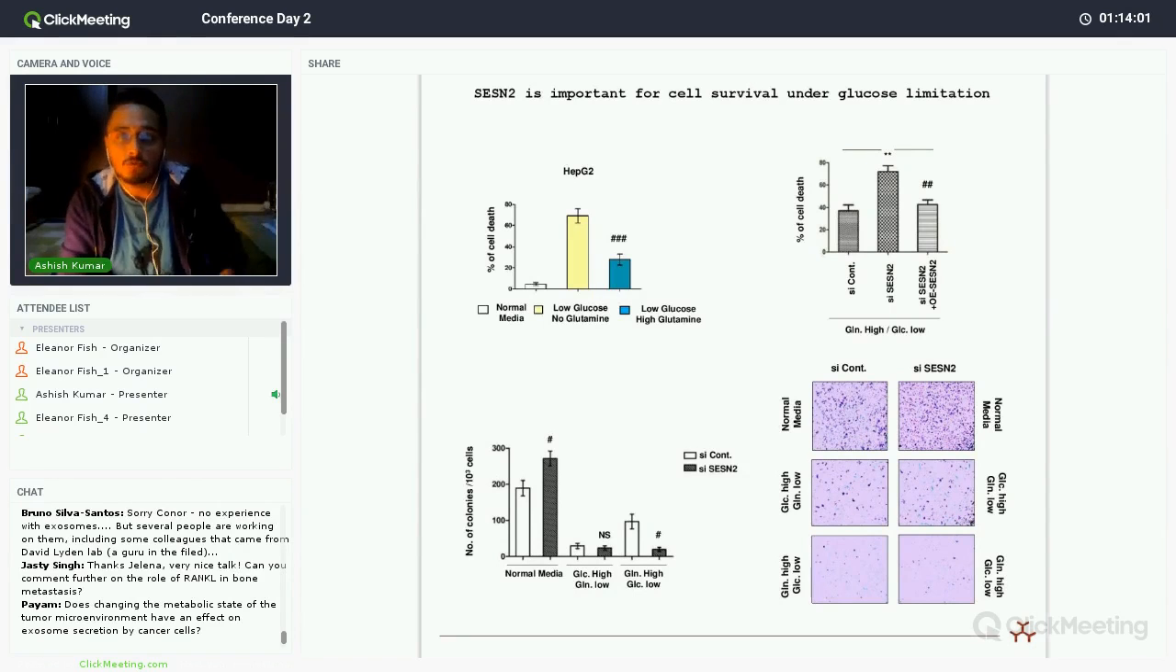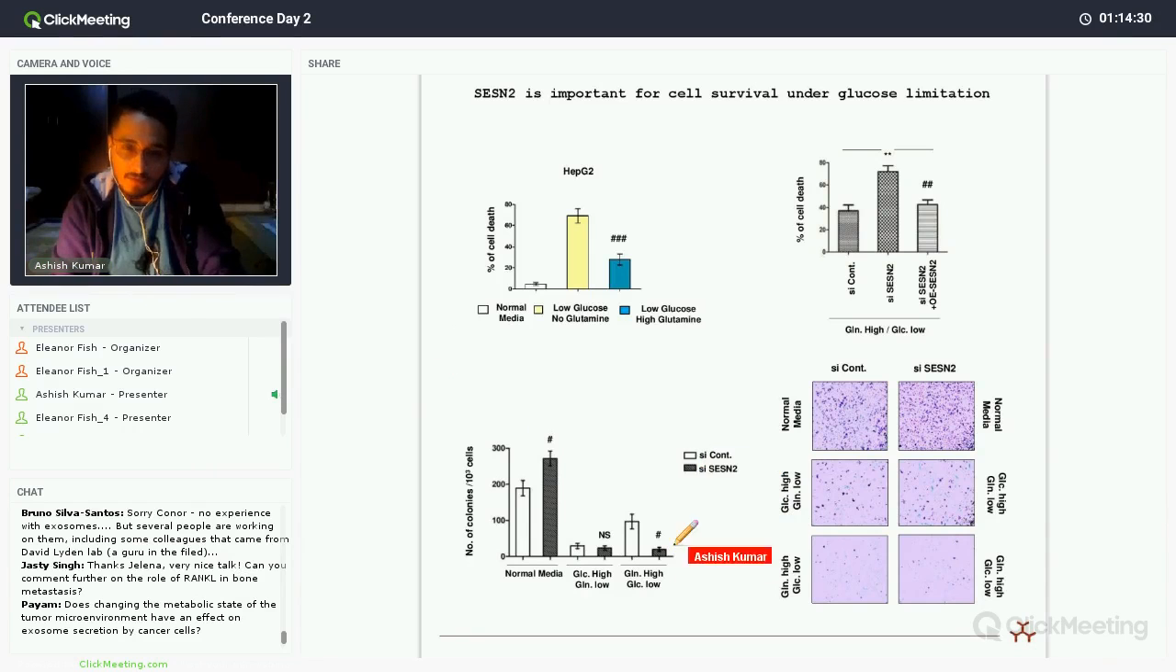Further, to explore whether Sestrin2 has any role in governing this survival under glucose-limited condition, we knocked down Sestrin2 under these conditions and then overexpressed it. We found that knockdown of Sestrin2 was able to increase the cell death under this glutamine high and glucose low condition, which was rescued on re-expression of Sestrin2. Then we looked at the colony forming potential of these cells.